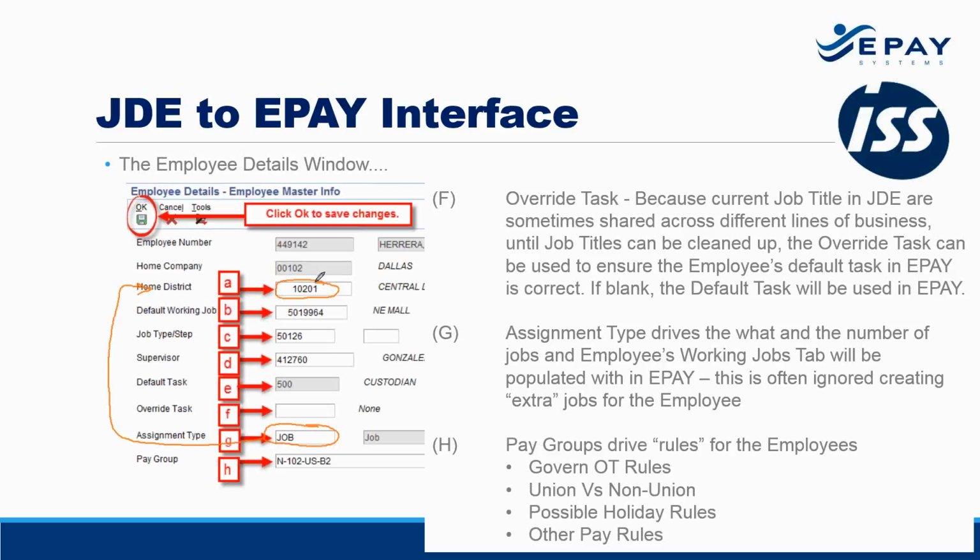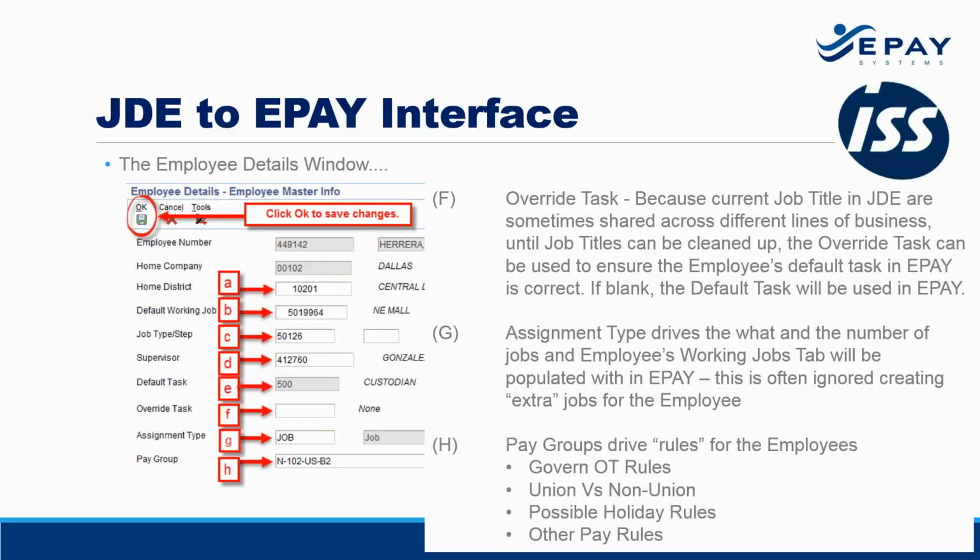The last option for assignment type is area, and area just goes one step broader, and that just says give me access to all of the jobs in my home company, which is right above the district field here. So if I say area, that gives me every job available to that employee for company 102 in my example up above here. I'll go over that in a little more detail when we actually see the employee working jobs tab in a couple slides. And lastly, pay groups.